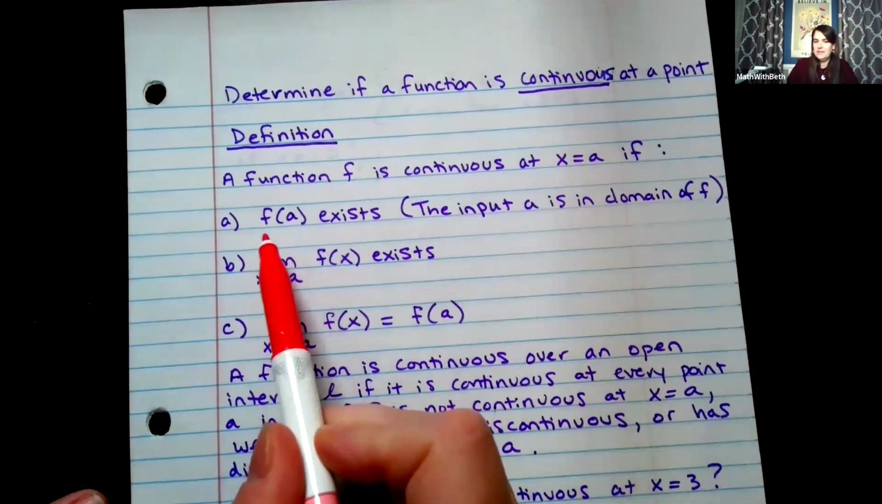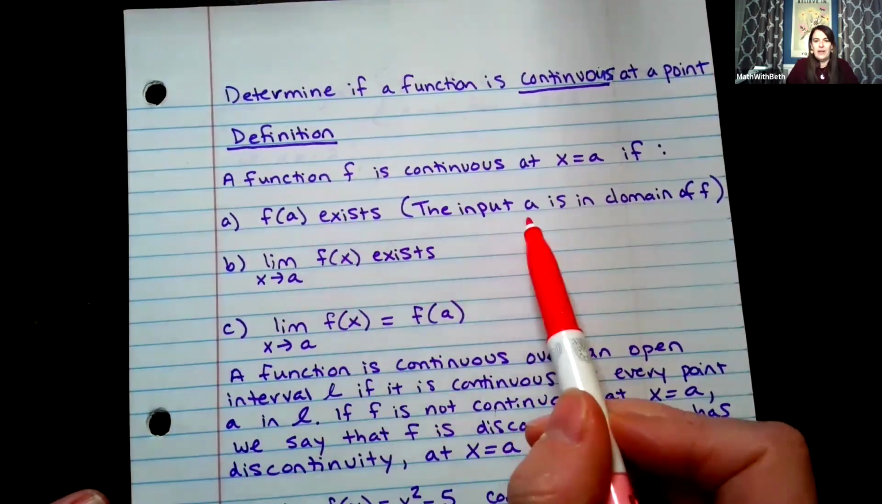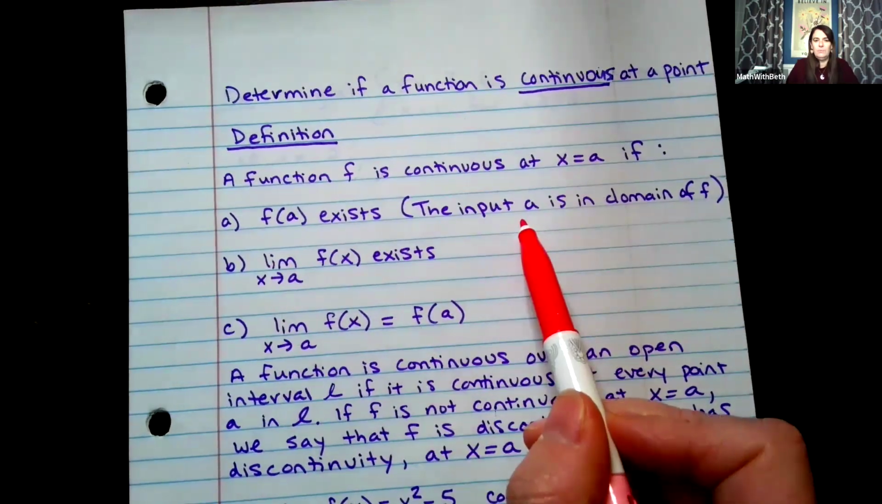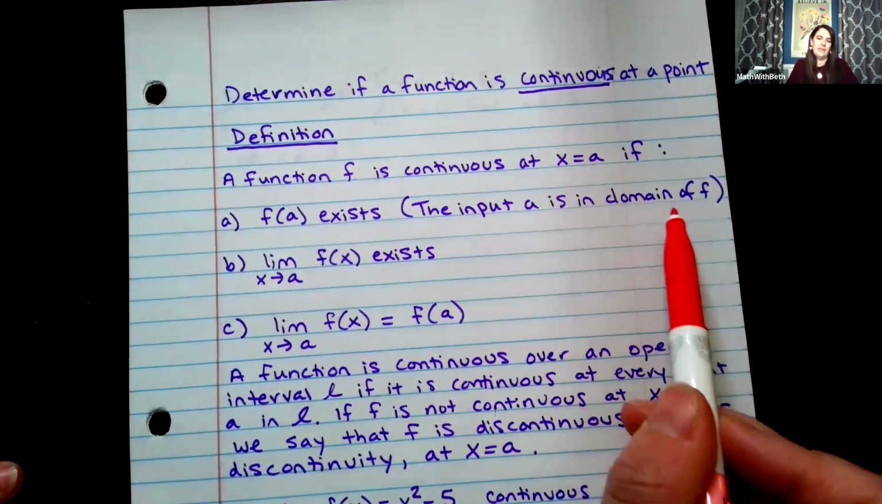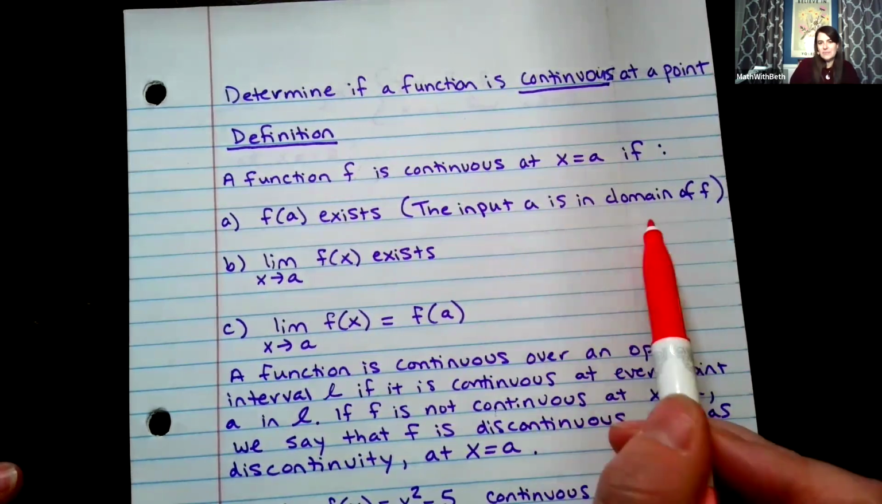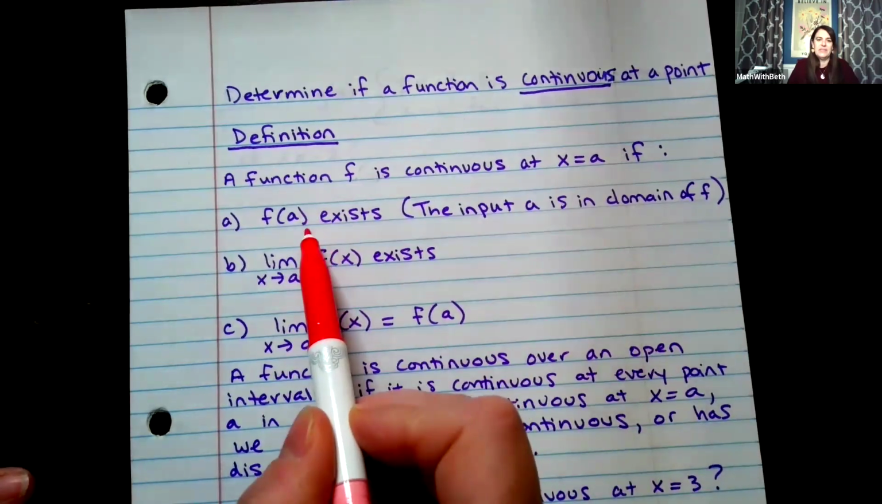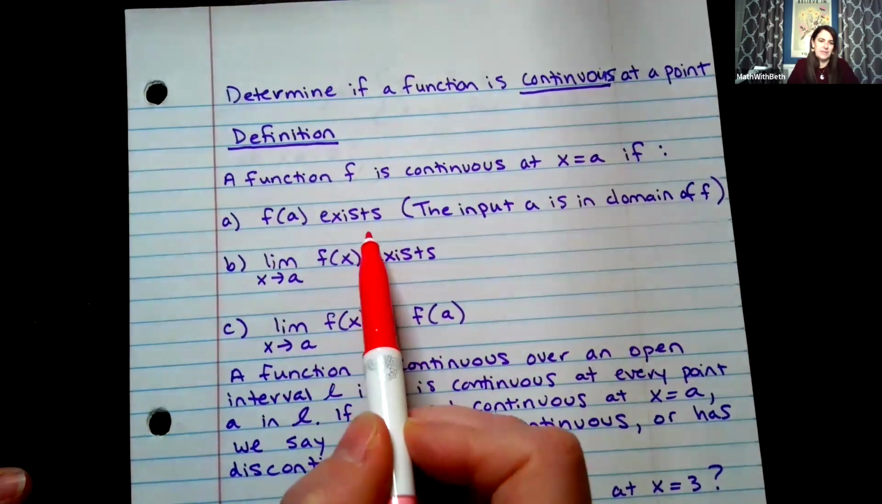So the first thing is that f of a exists. That means the input a, whatever number you're trying to prove it's continuous at, needs to be in the domain. So it's not a hole, it's not an asymptote, nothing funny is happening at a. Okay, so that's step one, that f of a actually exists.